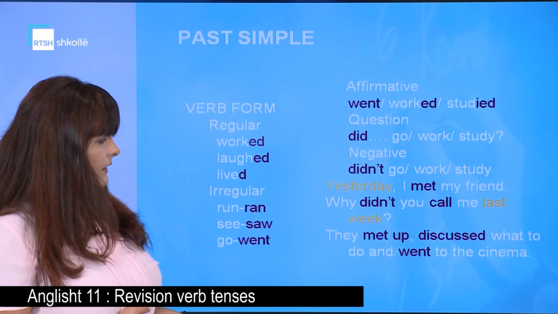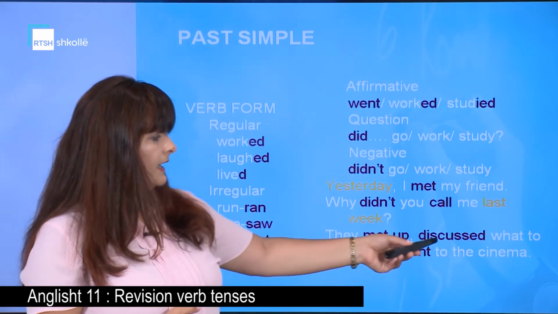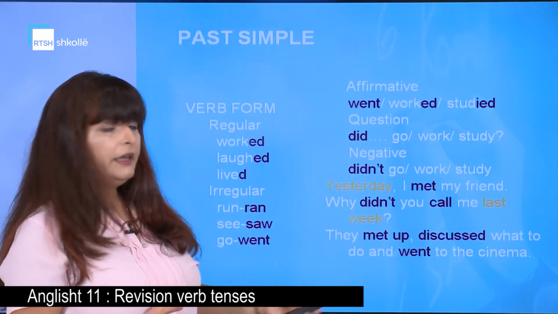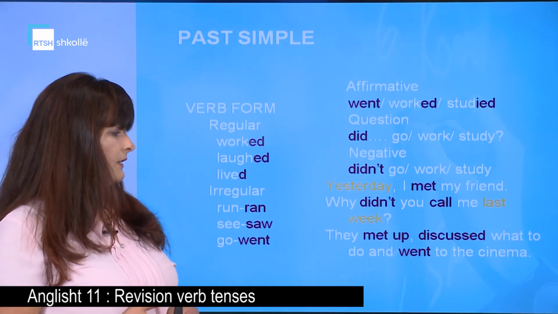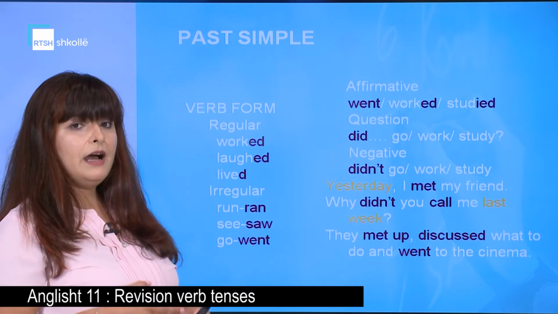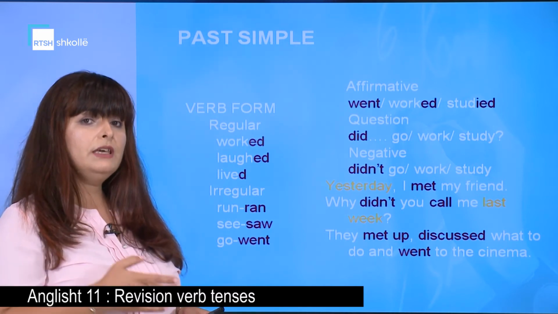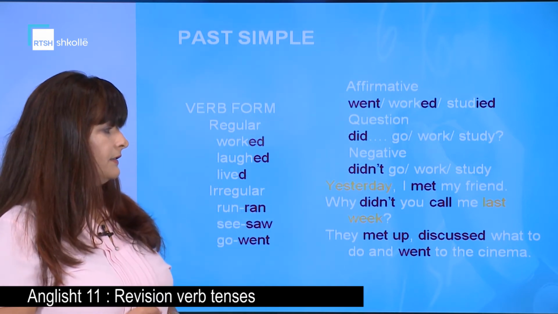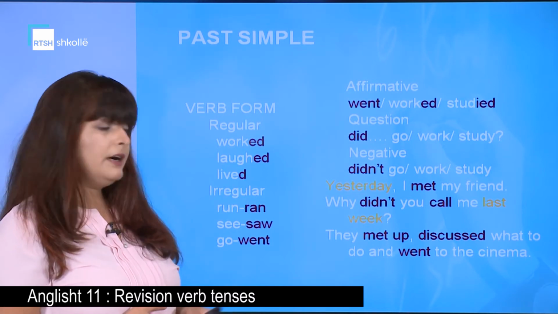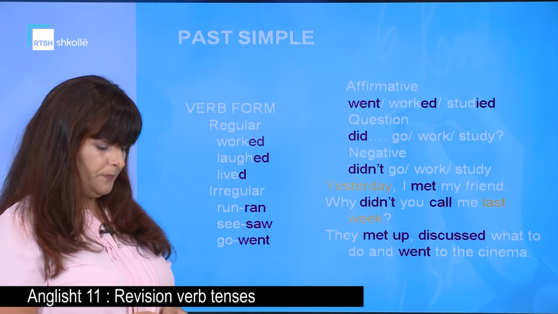Let's take the third sentence. They met up, discussed what to do, and went to the cinema. These actions are done one after the other in the past, or actions in a row. In the sentences before, the actions are completed actions in the past.